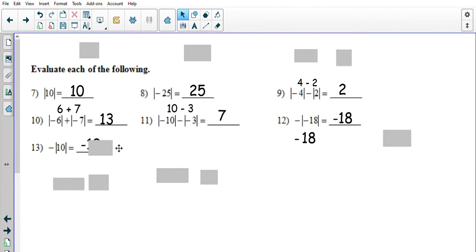If you were thinking -10, you're correct. The absolute value of 10 is 10, tack on that negative in front to make it negative 10.